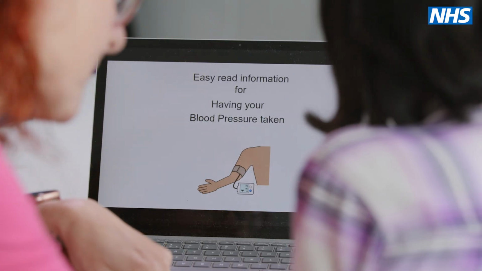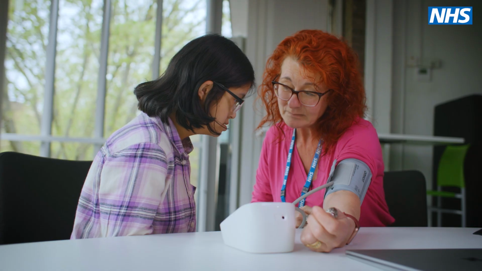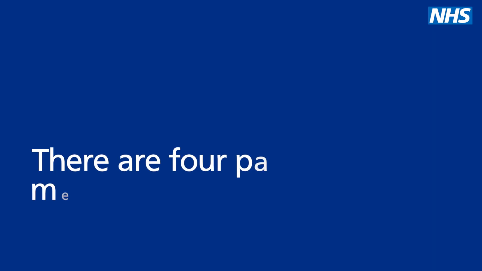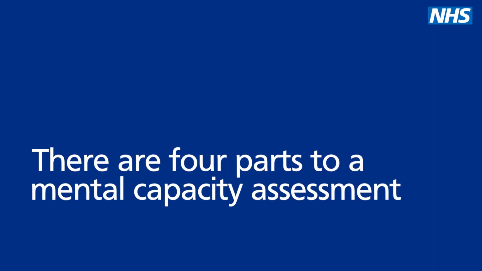When assessing capacity, you need to be very clear about what the decision is that you're making the assessment on. So if it was some sort of test, then you'd want the person to have all the information to hand about what the test involves, why it's necessary, what would happen if they didn't have the test. There are 4 parts to a capacity assessment.